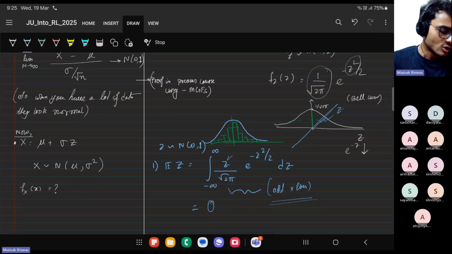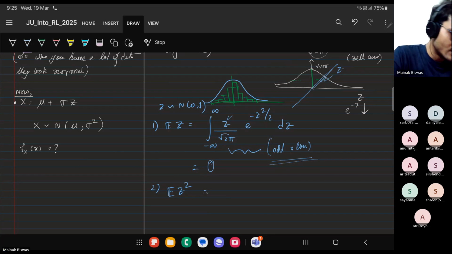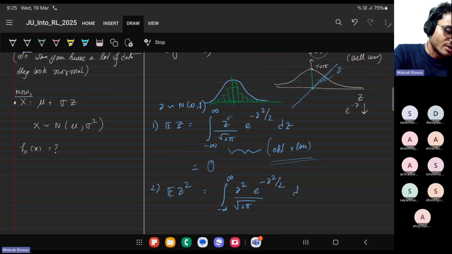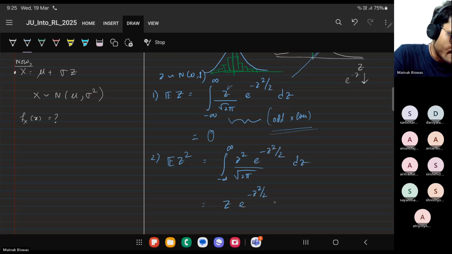Okay. But let's do variance. There you'll need to calculate the thing. So for variance, I will calculate E of z square first. What will be E of z square? Minus infinity to infinity, z square e to the power minus z square by 2, by root 2 pi, dz. Fine? Now your trick is going to work. So I will write this as z e to the power minus z square by 2, into z, by root 2 pi.